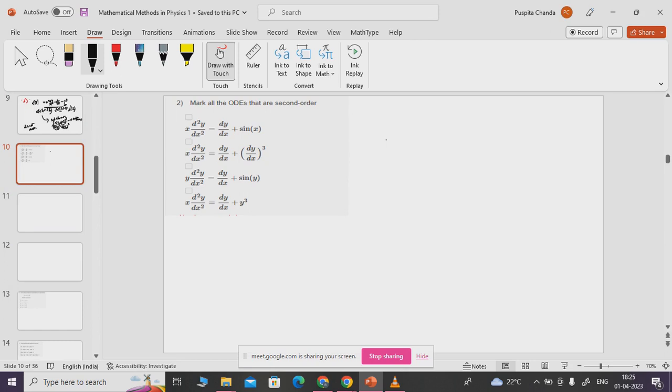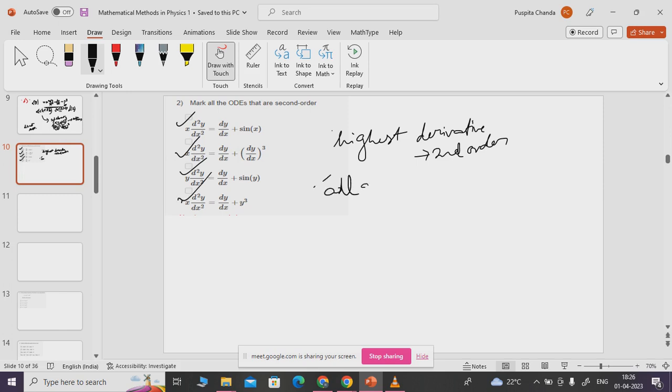Okay, now the second question. Mark the ODEs that are second order. Okay, second order, like highest derivative should be second order. Here all have highest derivative of second order. That also and that also, all are true.